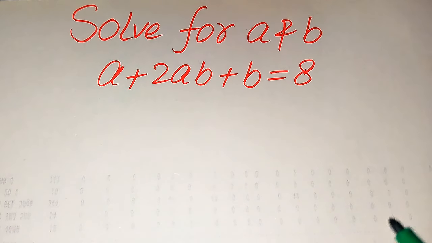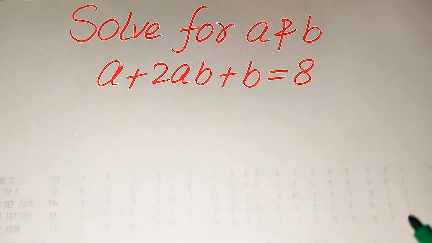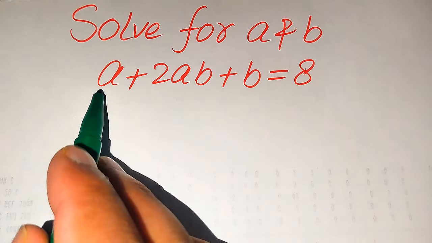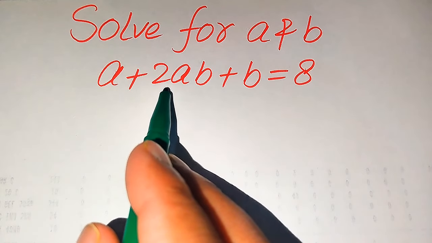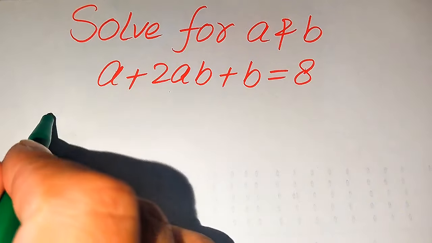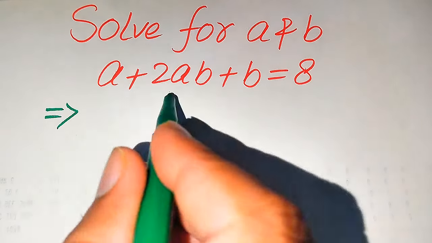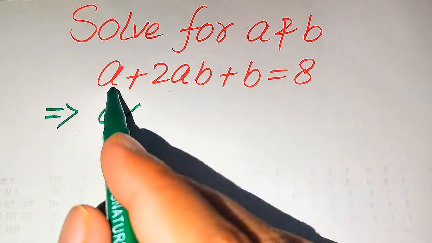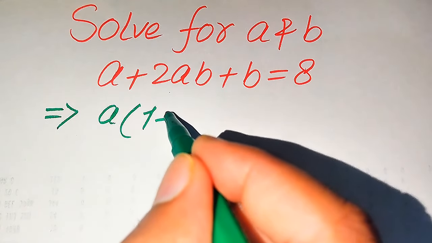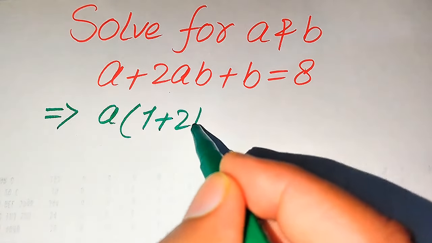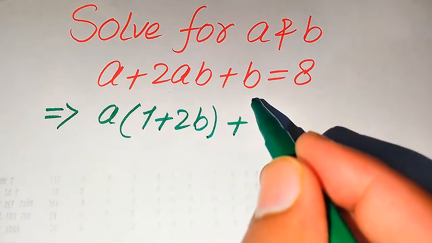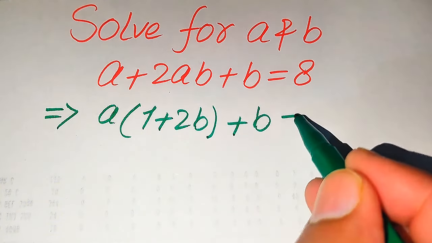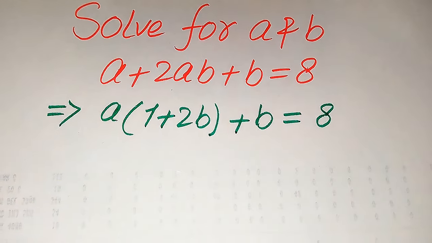Now we move towards the solution of this problem, and here you see that both of these two terms involve a. So here we need to take common a from here, and when we take common a, the remaining values are, from here we get 1 plus 2b, and plus b is equal to 8.